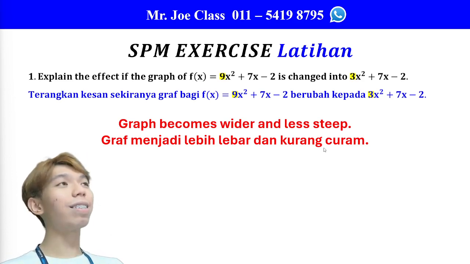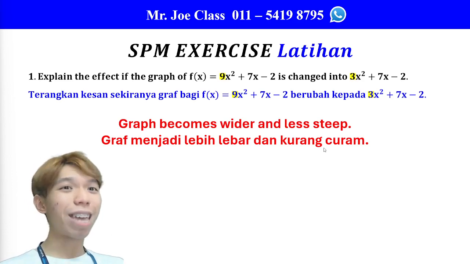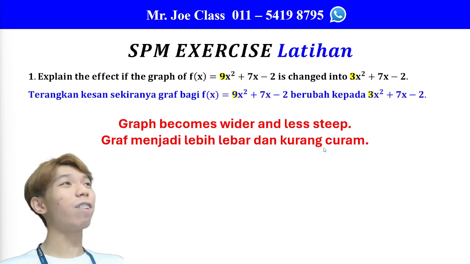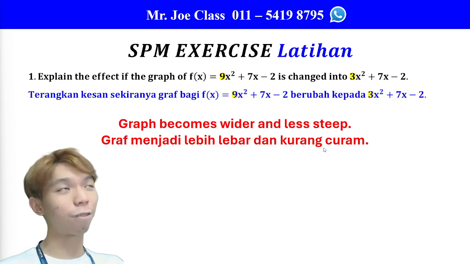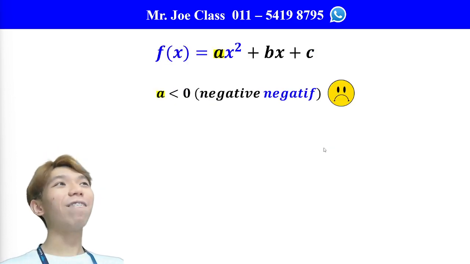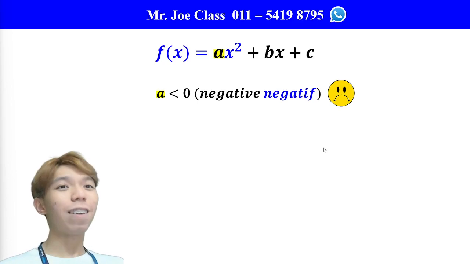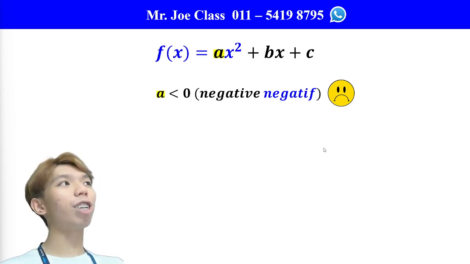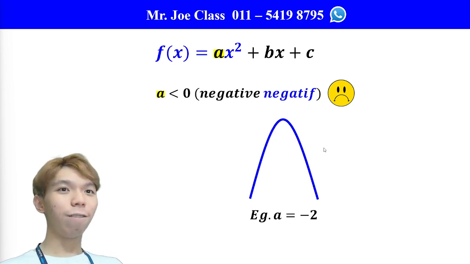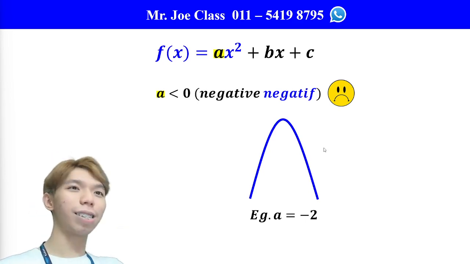This only applies if the value of A is positive. If it is not positive, we will have to look at another situation of the graph. Now, if A is not positive, if A is less than 0, if A is negative, then the graph would be shaped like a sad face. For instance, if A is negative 2, the graph is a sad face.